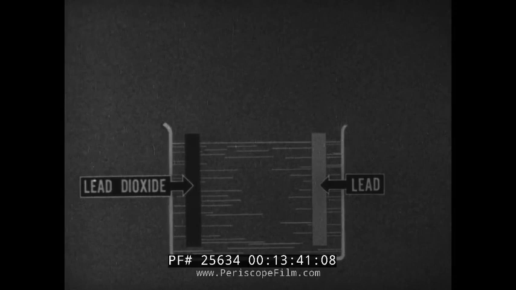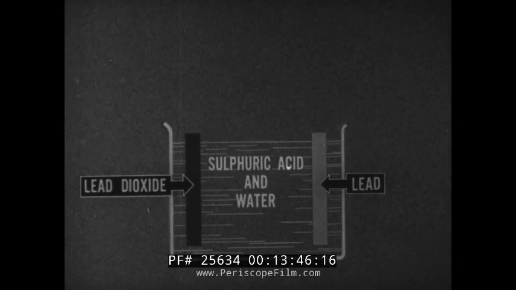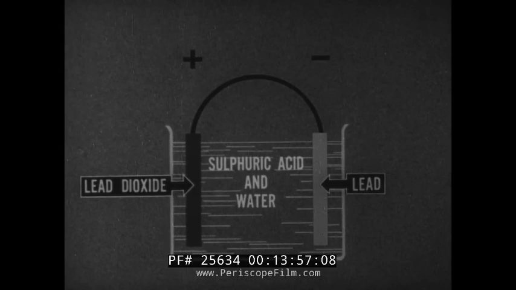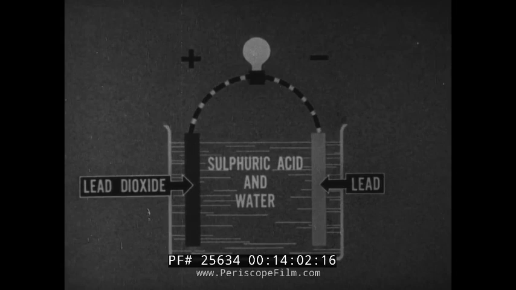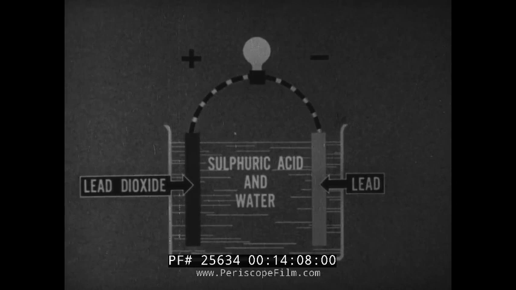To summarize how chemical energy is converted into electrical energy. When two plates made of dissimilar metals, lead and lead dioxide, are immersed in a solution of sulfuric acid and water, chemical action causes the lead to become negatively charged and the lead dioxide to become positively charged. If a conductor is provided between them, electrical current will flow from the negative plate to the positive plate through the conductor. The cell is said to be discharging.